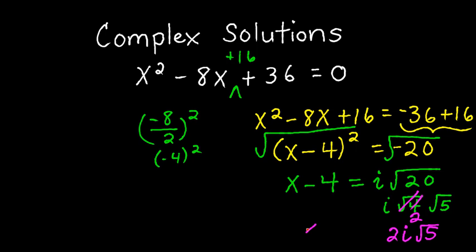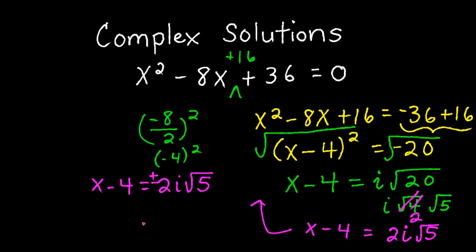Here I've got x minus 4 equals 2i times the square root of 5. I'm going to move up here and do a little more work. x minus 4 equals 2i times the square root of 5. I'm sorry, there should be a plus or minus there. I am going to add 4 to both sides so I can isolate x, and I end up with x equals 4 plus or minus 2i times the square root of 5.